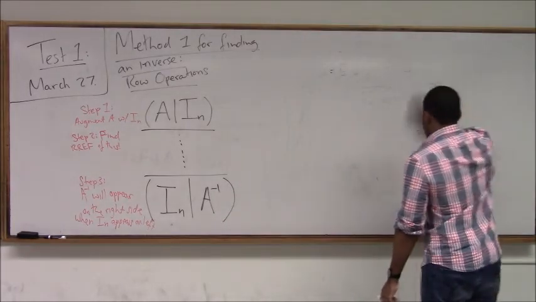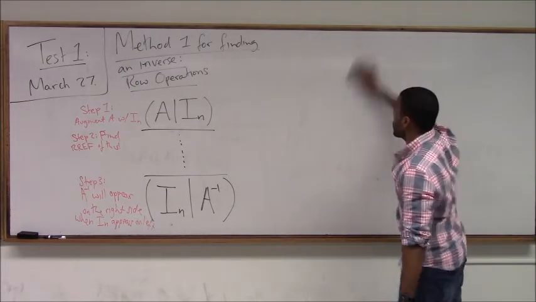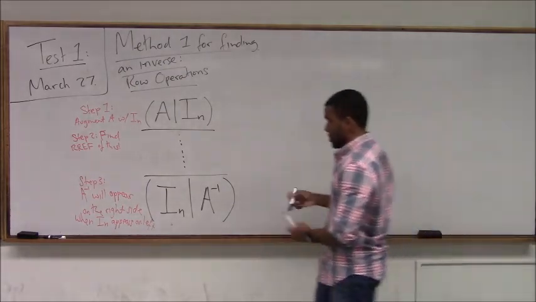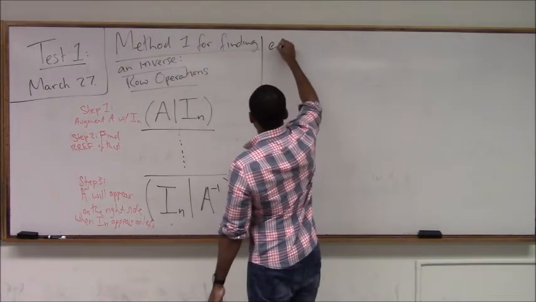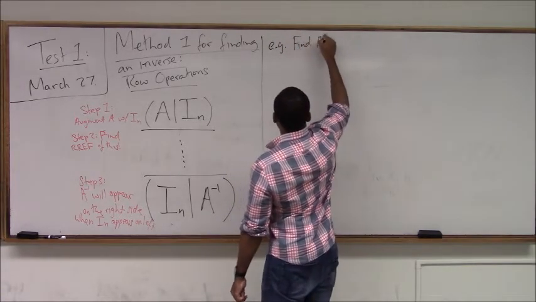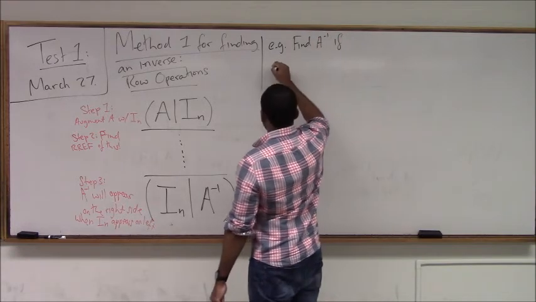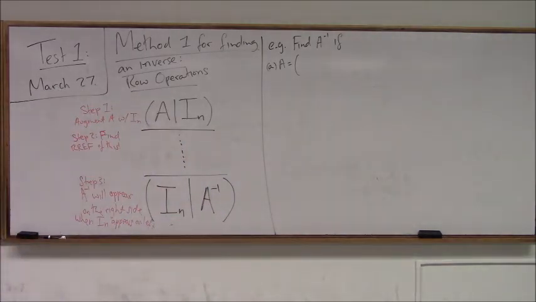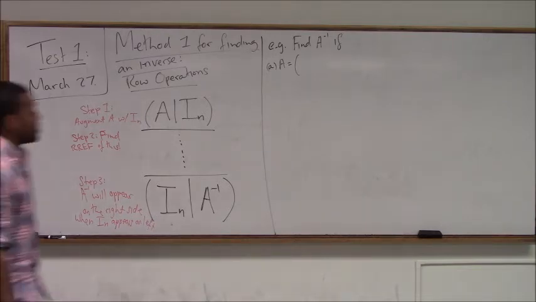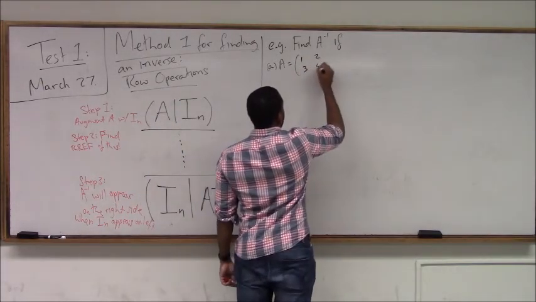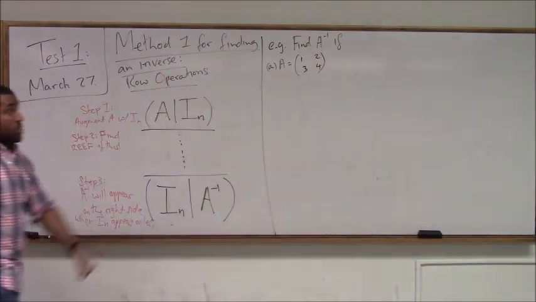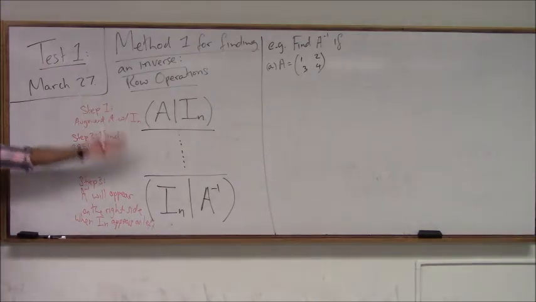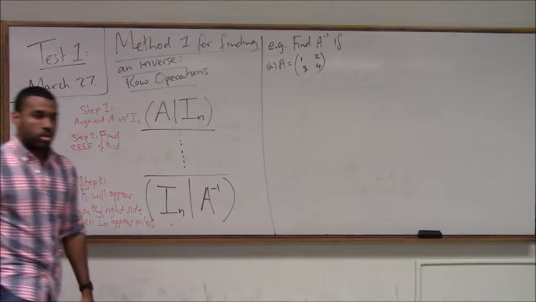Using the elementary matrices concept, I can figure out how to do it with row operations. Example. Find A inverse if... We're going to do two examples, a 2x2 and a 3x3. Okay, so the 2x2 is easy. We'll do 1, 2, 3, 4. There's a formula for this, but I'll derive that formula later on. So let's say we want to use this method to compute A inverse for the 2x2, 1, 2, 3, 4.